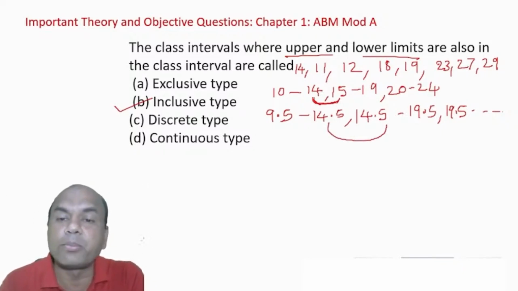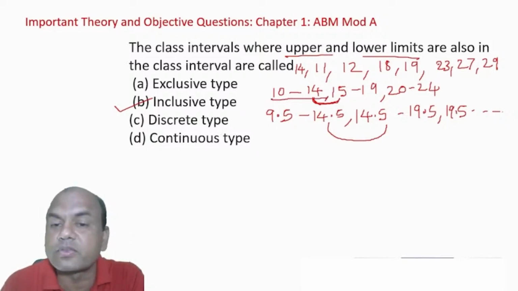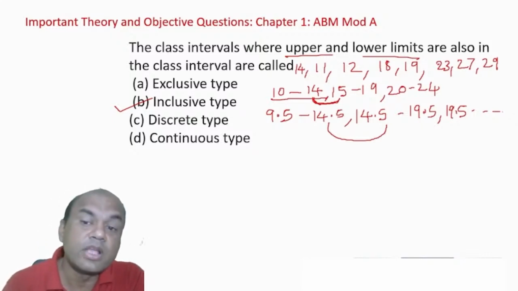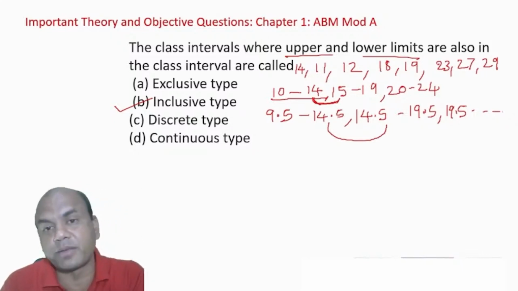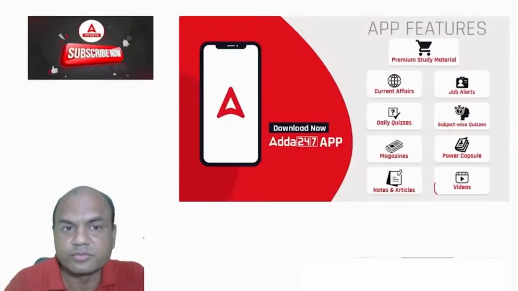So here the upper and the lower limits are also part of the class interval. Suppose if I get the number 14, I'll arrange it in this class, not in this 15. The number 19 I'll arrange in this class. Remaining are easy for you. So this is known as inclusive type. Got it, everyone? Clear? Move on.